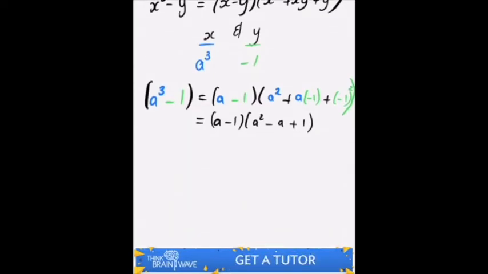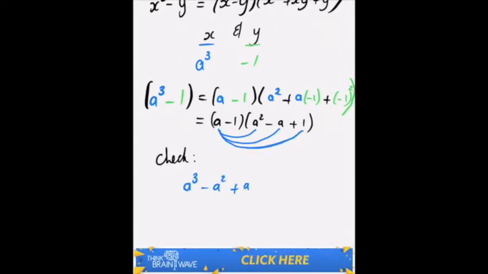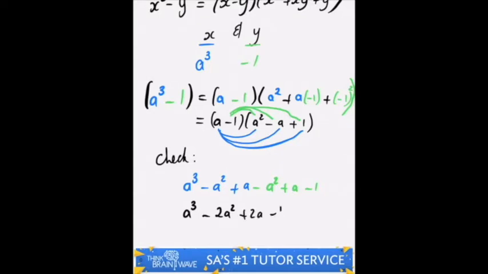Now, we need to check our answer. We first say a times a squared, then a times a, and then a times 1. And now we do the top part. So minus 1 times a squared. You get that solution there. You now have a cubed minus 2a squared plus 2a minus 1.